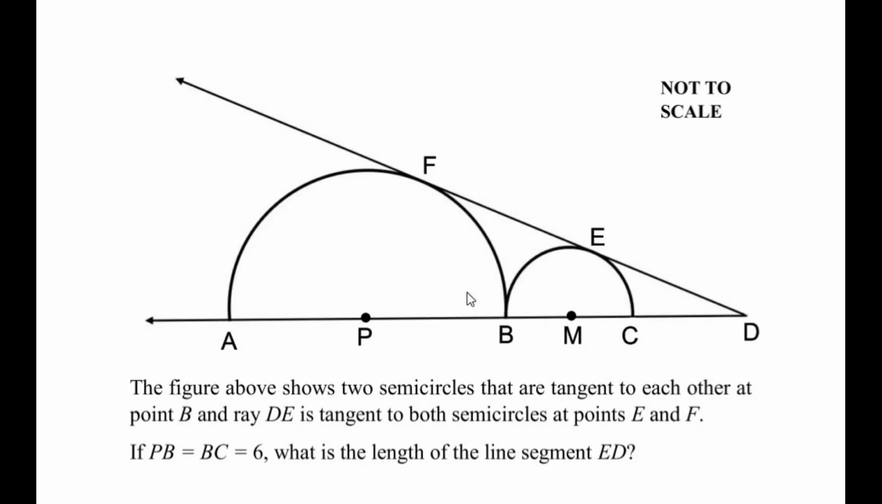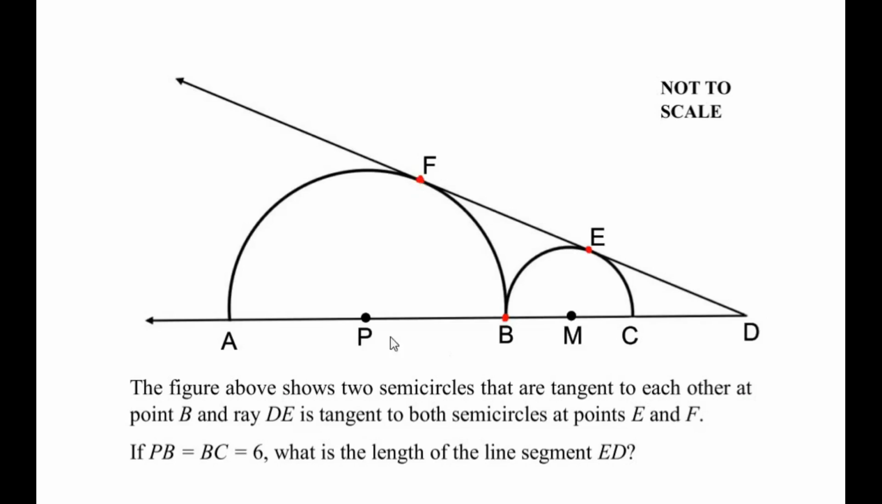So here we can clearly see that there are two semicircles given and they touch each other at only a single point B. Now the ray DEF is acting as a tangent to the semicircle which touches the small semicircle at only one point E and touches the big semicircle at point F.